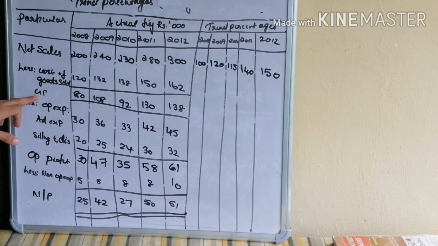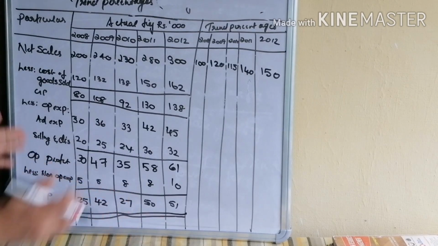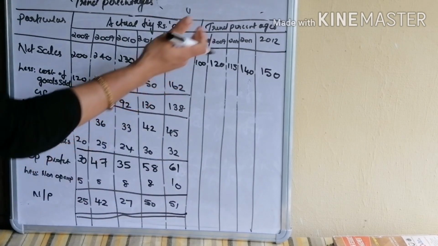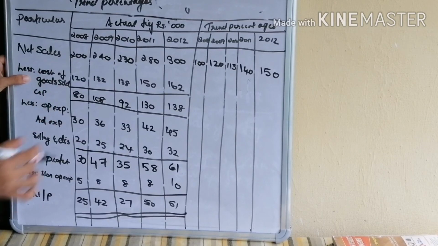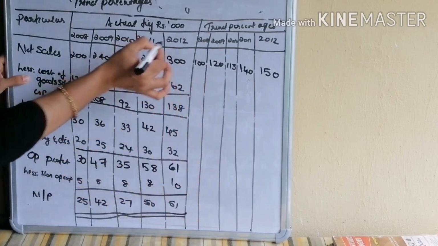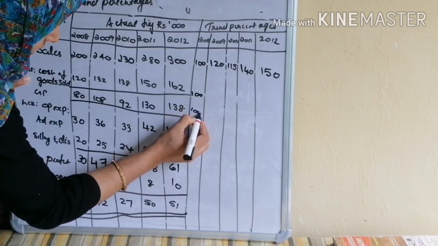Gross profit, and from gross profit less operating expenses, the result is operating profit. From operating profit, less non-operating expenses; if there is income, that is to be added, and less non-operating expenses, the answer is net profit. This portion is given in the question, and we have to find out its trend percentage. Sales we already calculated. Next, cost of goods sold. Here we know that the base year whole amount is written as 100.